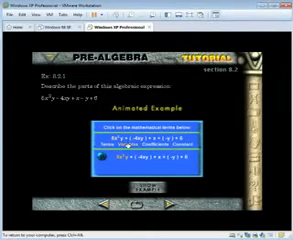Terms. There are 5 terms in this expression. Variables. The variables in this expression are x and y. Coefficients. The coefficient, the number part of the first term, is 5. Constant. The constant in this expression is the 6, the term without a variable.